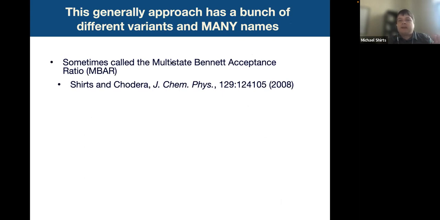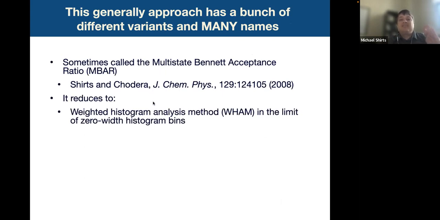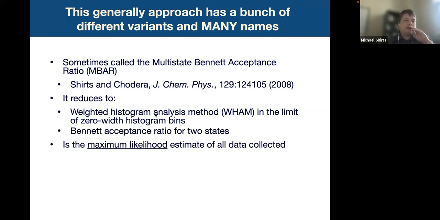Sometimes it's called the multi-state Bennett acceptance ratio, which reduces to WHAM. If you've used WHAM, this is a better way to understand WHAM. Plus WHAM has a lot of histograms that are unnecessary. This boils it down to what it is: it's reweighting for the mixture distribution of what you collected.